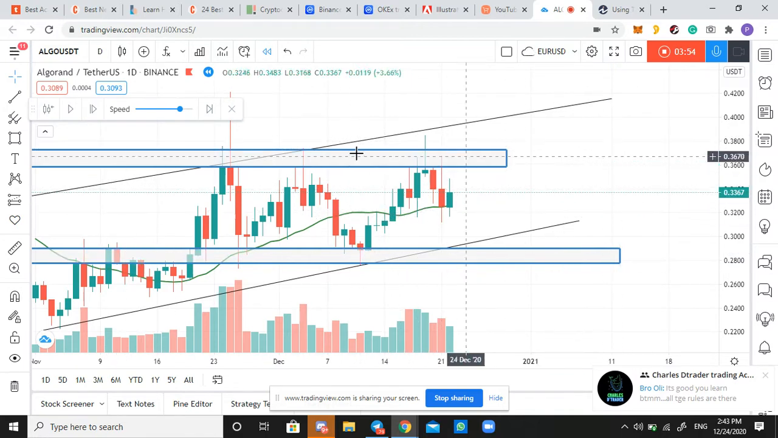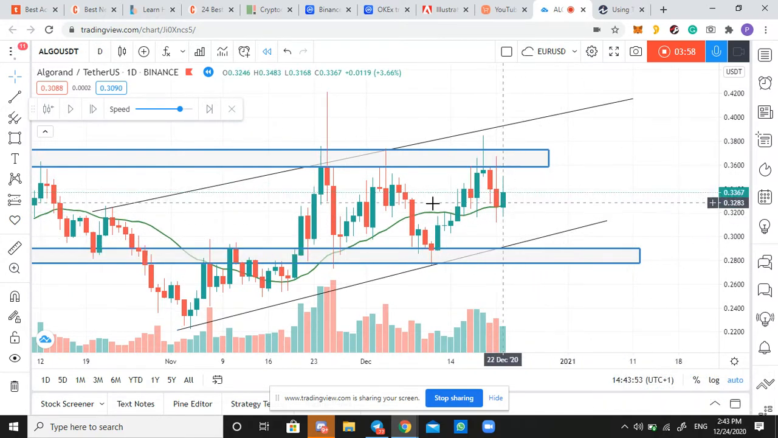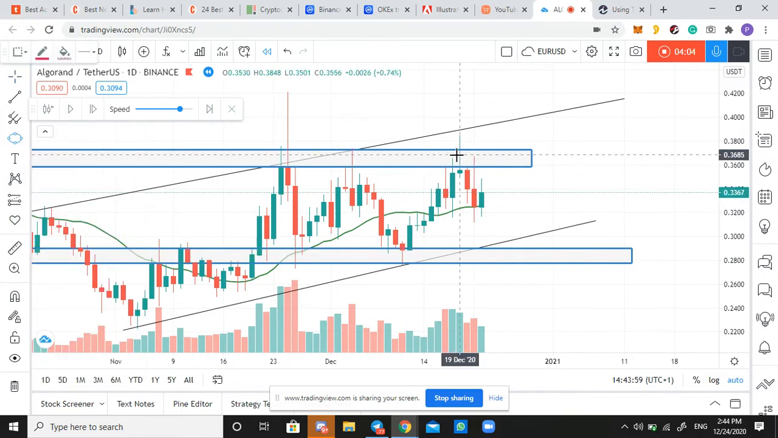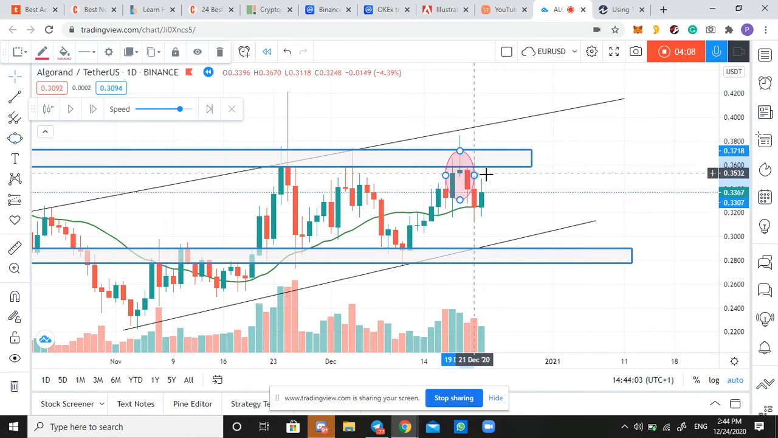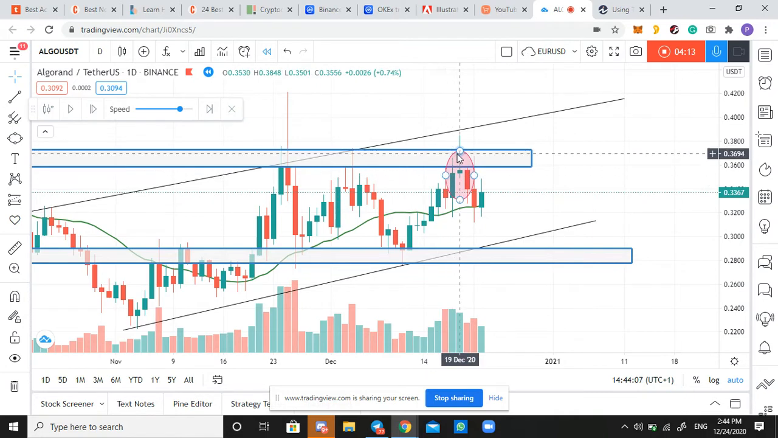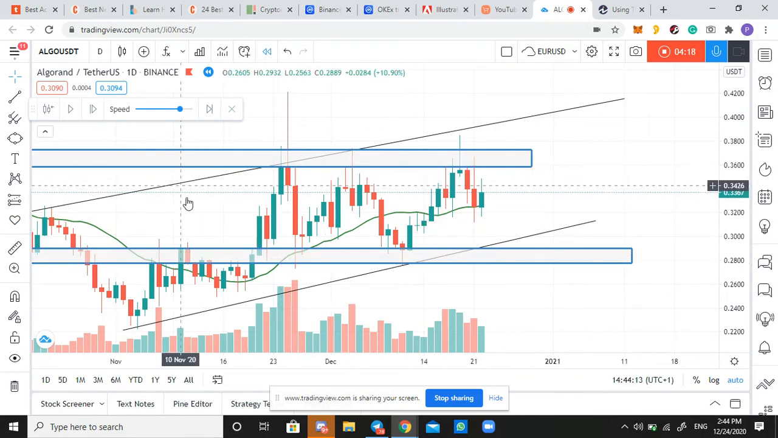Okay, so that was mostly what I saw on the daily. And if you look at this, this is an evening star pattern, which suggests that price would most likely go down. Okay, so from here let's go to the 4 hour time frame.